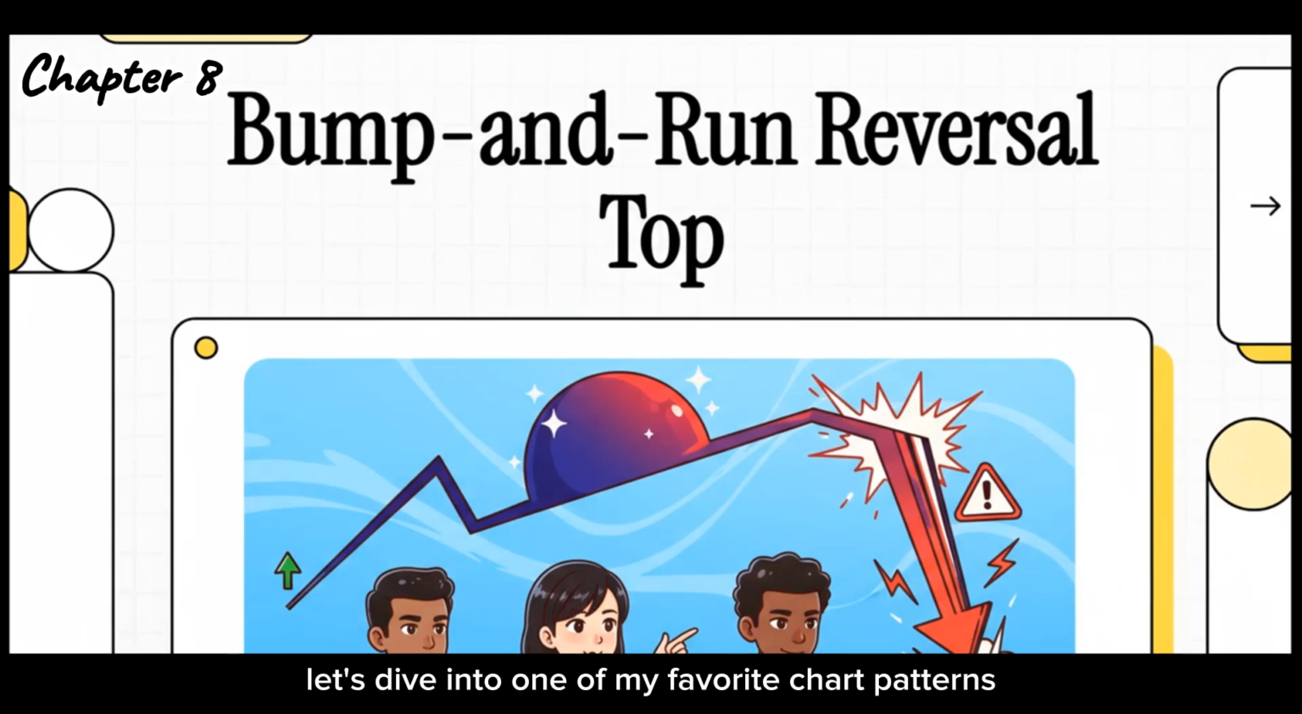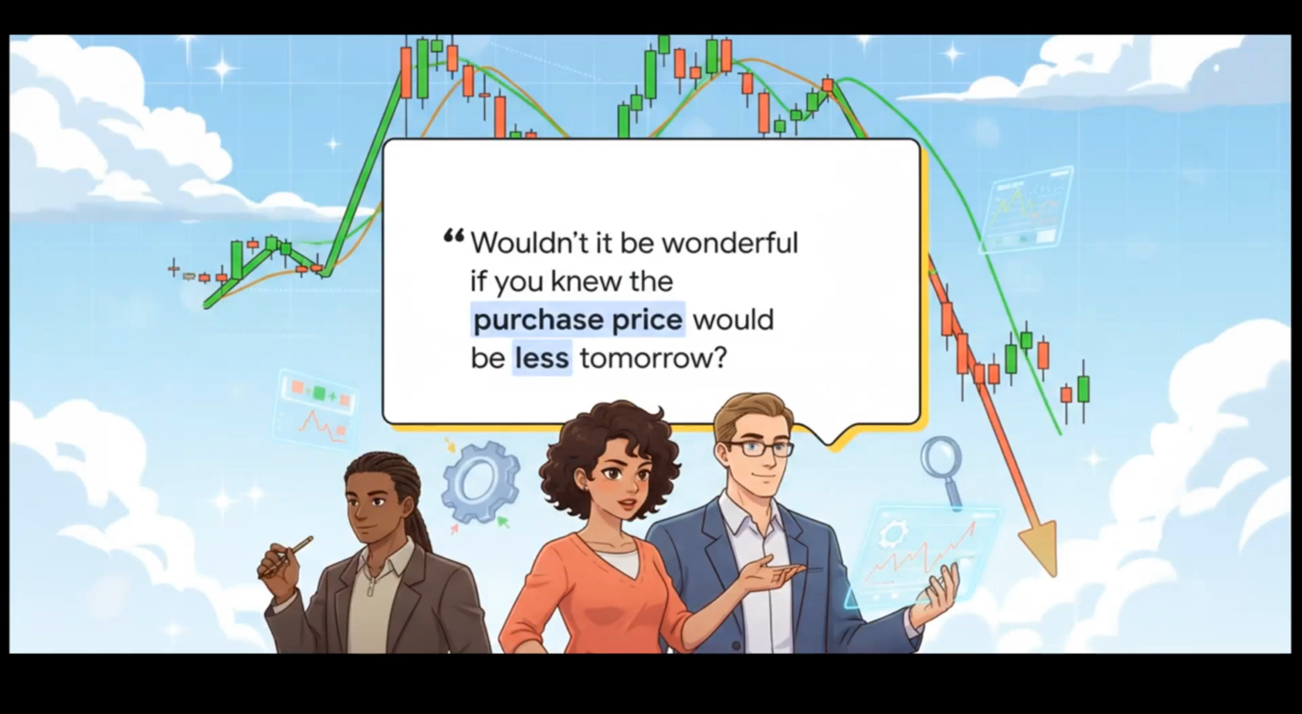All right, let's dive into one of my favorite chart patterns, one that's incredibly powerful for spotting when a stock's momentum is about to shift in a big way. We're talking about the bump and run reversal top. I mean, that's the dream, isn't it? What if you could see a price drop coming before it actually hits?